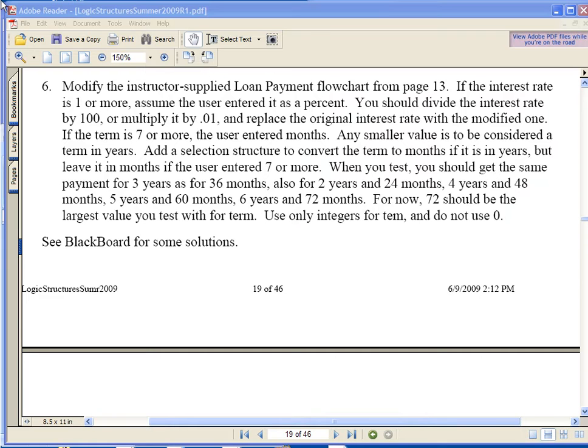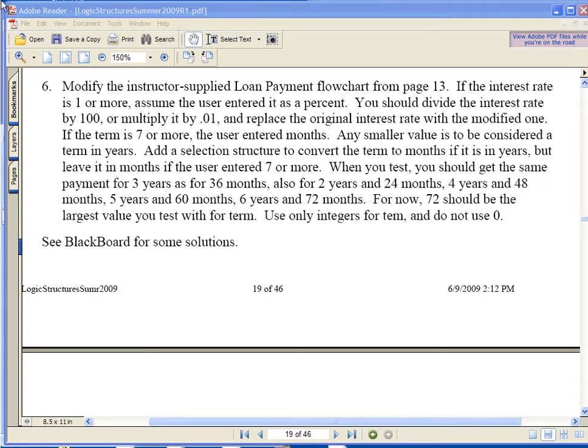Replace the original interest rate with the modified one. If the term is 7 or more, it's months. A smaller value is years. So we need to convert the term to months regardless of what's going on. If it's 7 or more, we know it's months. If it's 6, then we know that it's really 72 months. If it's 3, it's 36 months, etc.